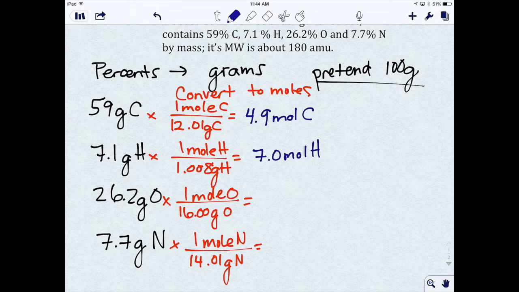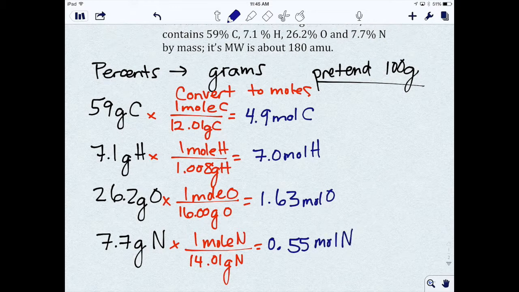Now we'll do 26.2 divided by 16. That'll get me about 1.63, keeping the 3 sig figs because this number's weird. Then 7.7 divided by 14.01. Clearly that already looks like a half, but I'm going to do it anyway. 0.55. And that's moles of nitrogen.